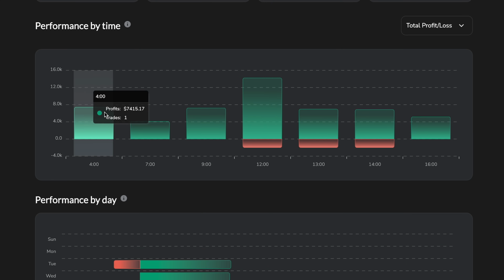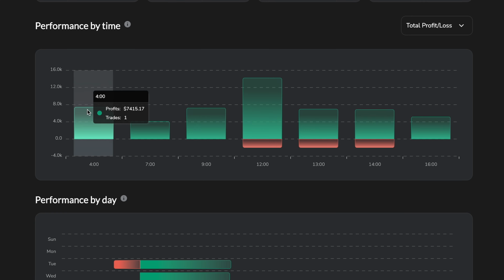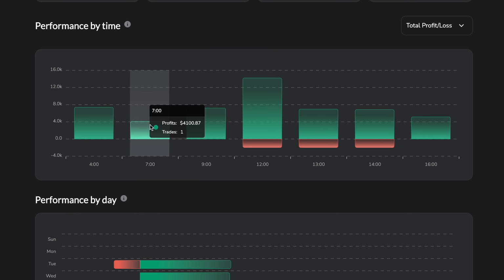Same here, performance by time. It's non-applicable to swing trading. It doesn't matter when we get into trades because they're open for weeks anyway. But if you're day trading, once again, all you would want to do here is say, okay, well, maybe this time, 7 to 10 a.m. early in the morning is incredibly unprofitable for your day trading.